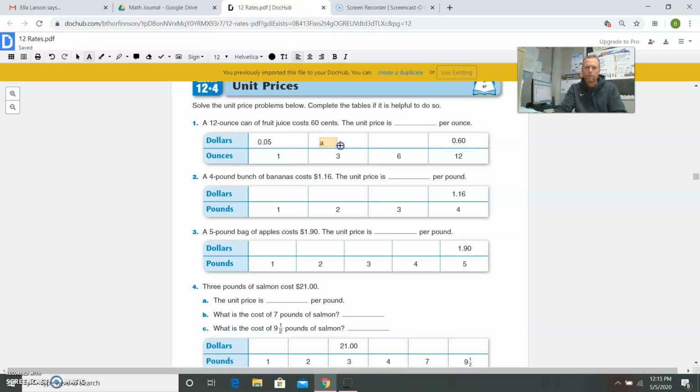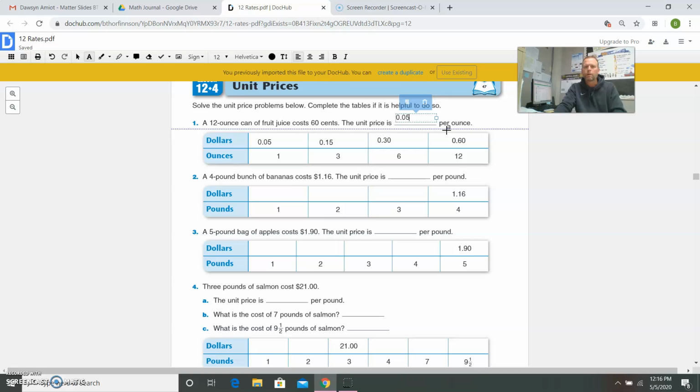Okay, so if we move down the line, you've got to be careful because we're not just counting by 5. So some of you maybe have 10 cents in there, but it jumps to 3. So when you move down the line, be careful. This is 15 cents, and then this jumps up to 6, would be 30 cents, and then we double that to 12, so you double your 30 to get to 60 cents. So our unit price becomes 5 cents per ounce. You're paying 5 cents per ounce.